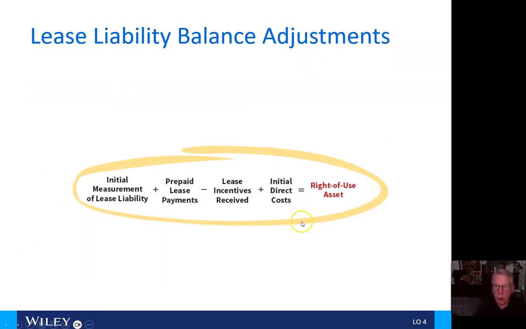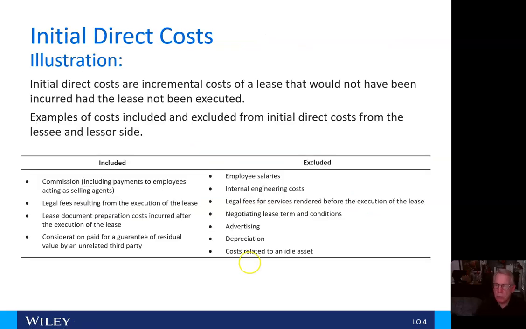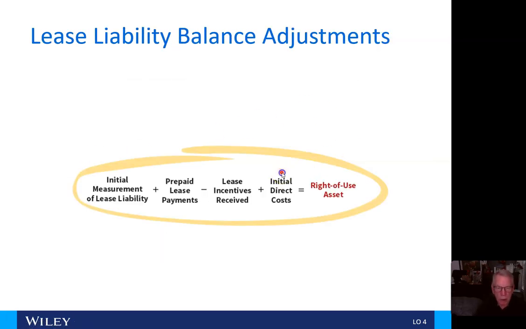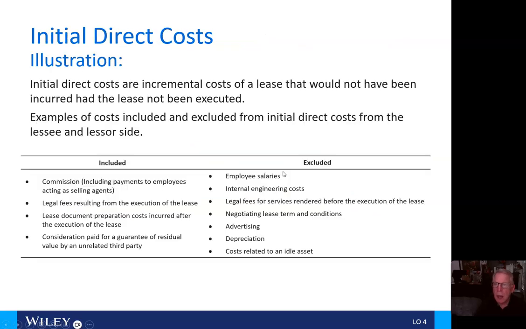Okay, so if we look at a little equation here, our right of use asset is equal to the initial measurement of the lease liability plus prepaid lease payments less lease incentives received plus initial direct costs. Let's take a look at initial direct costs, which we're adding. They are incremental costs of a lease that would not have been incurred had the lease not been executed.